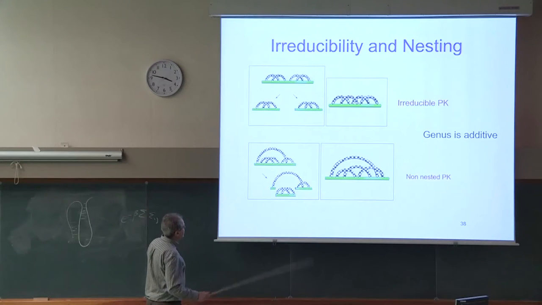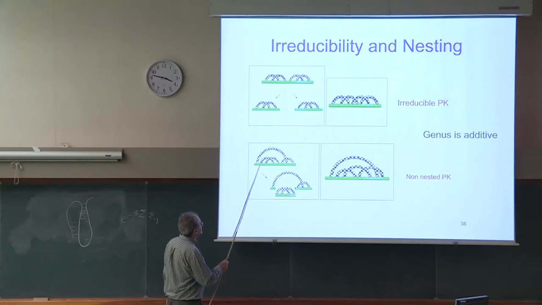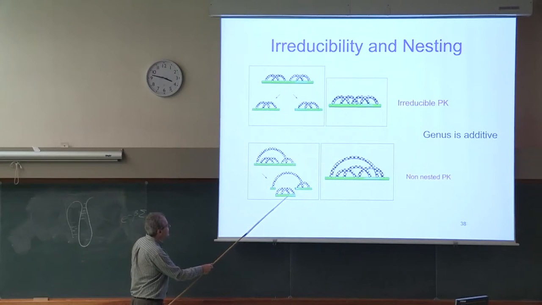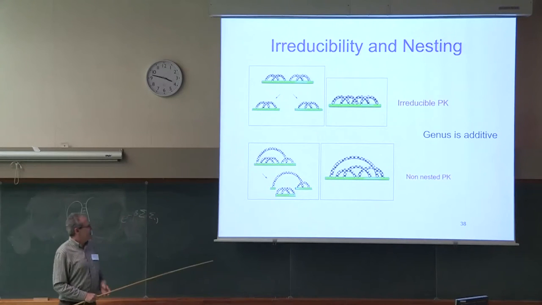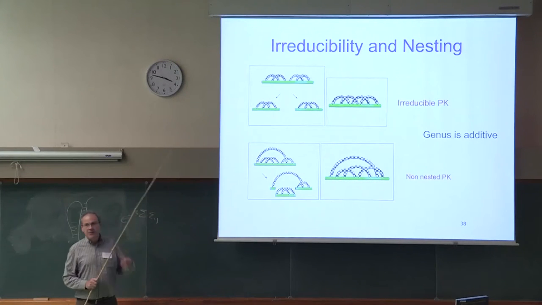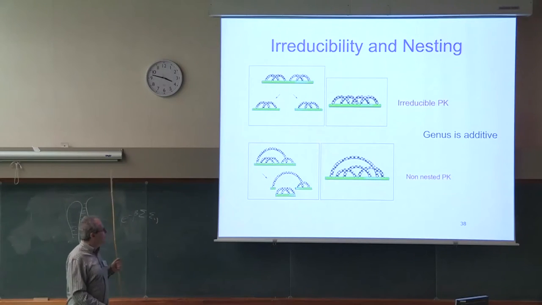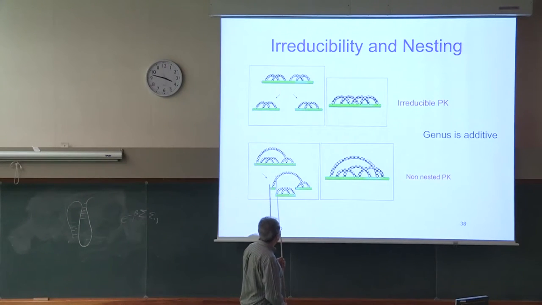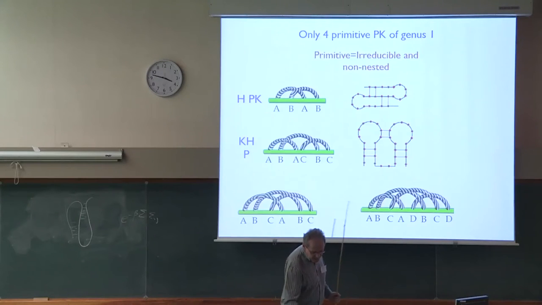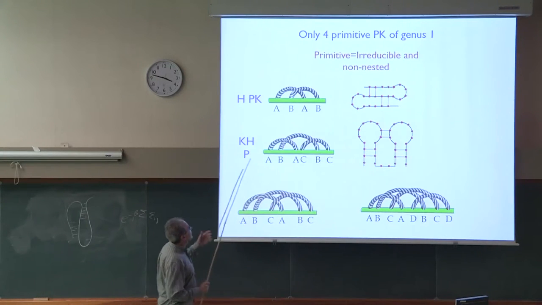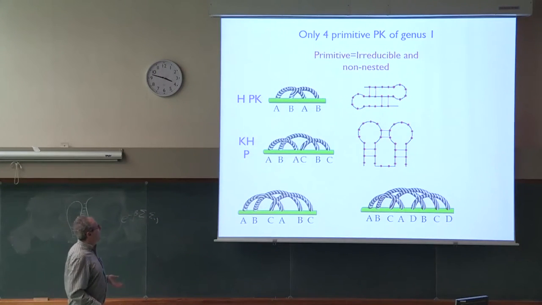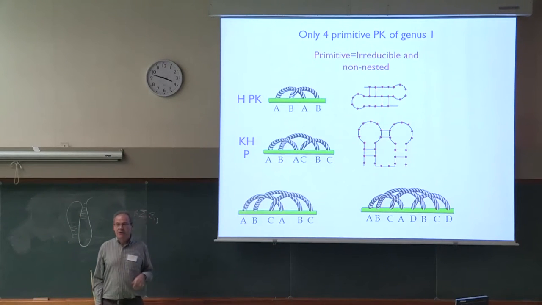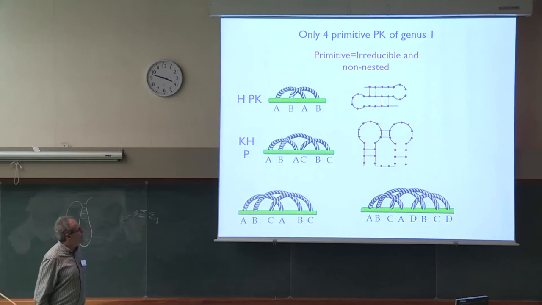Same for nested graphs. Nested is when you cut two lines, so you can say that this graph is nested inside this one. Again, you can show that the genus of nested graphs is additive. This is just to simplify the topology of the graph. We say that a graph is primitive if it is irreducible and non-nested. And what are the graphs with genus 1 which are irreducible and non-nested? There are only four.